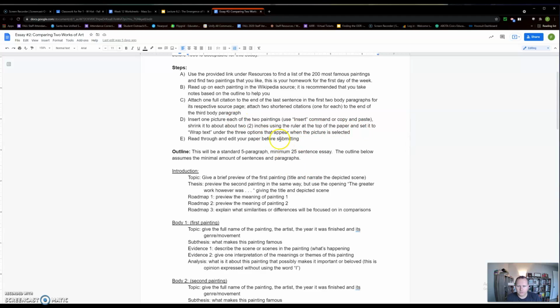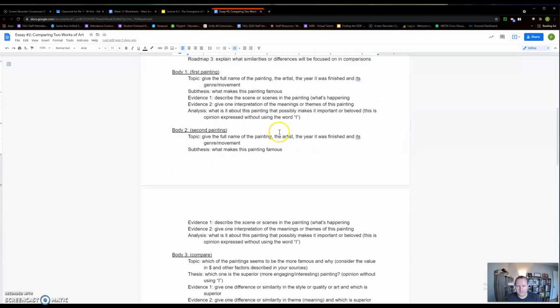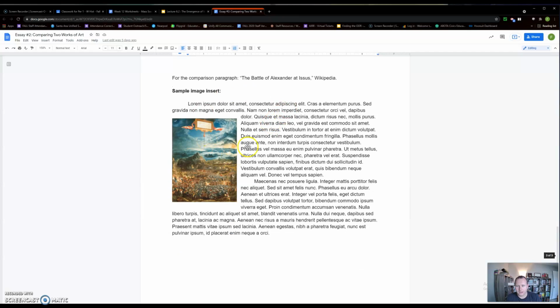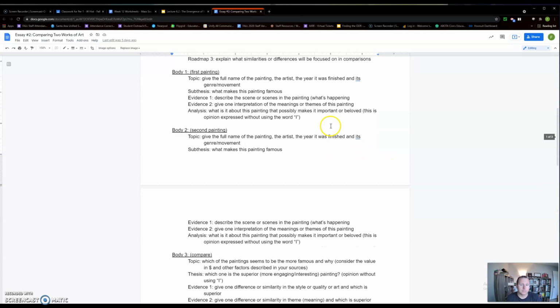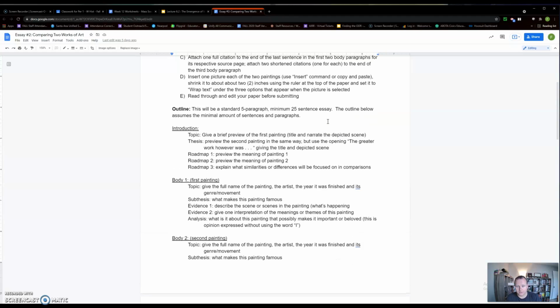Make sure that when you click on the image, you set it to wrap text. I have an example here, ignore the writing, this is just filler. You click on the image, and it's going to give you 3 options here on the side. This one has 5, excuse me, on mine. Make sure you choose the one that says wrap text, and this is what's going to make it look like this, which is very much how you do it in a professional paper or a higher level college paper.